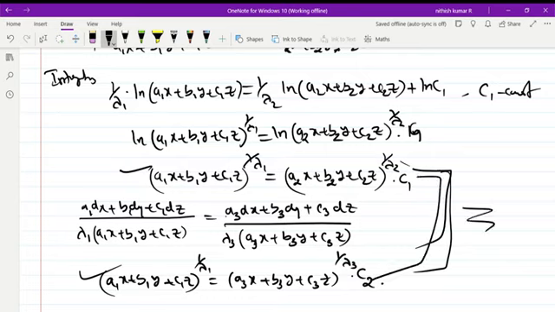Okay, so similarly we can solve the rest of the problems.